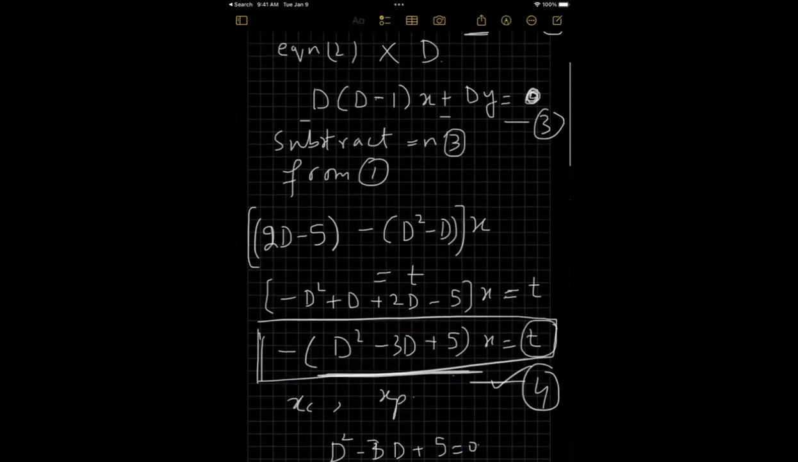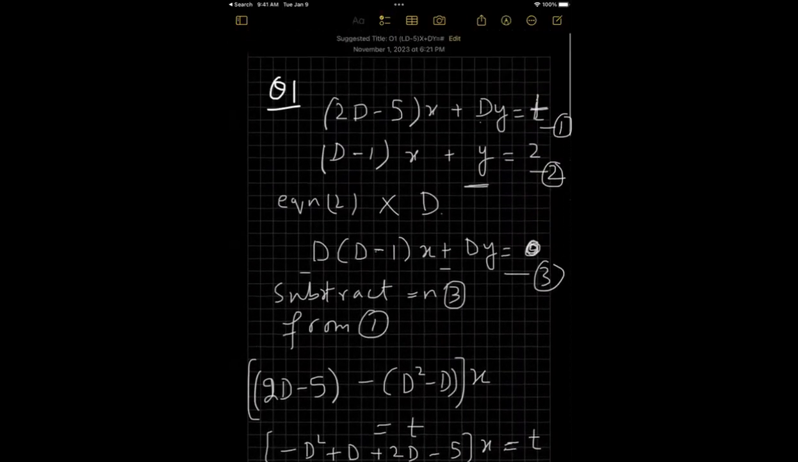What we do when we have a system of equations is try to make one equation in one variable form. Here we had two equations: 2D minus 5 x plus Dy equals t, that is one equation. And the second was D minus 1 multiplied by x plus y equals 2. Now D is the operator, you know that.